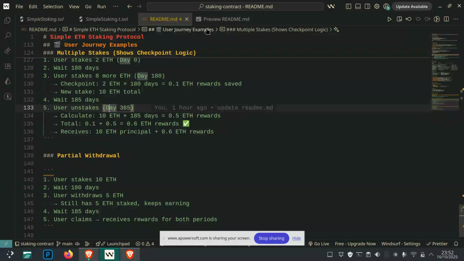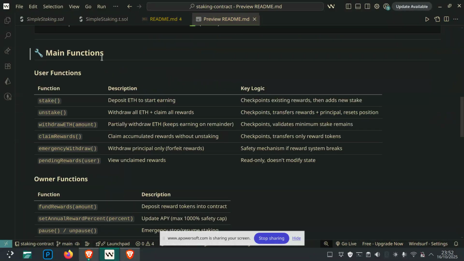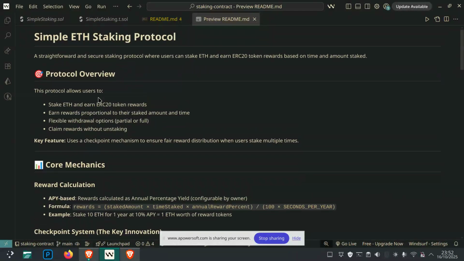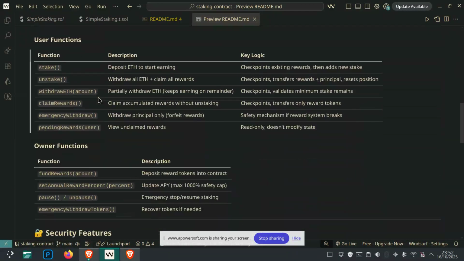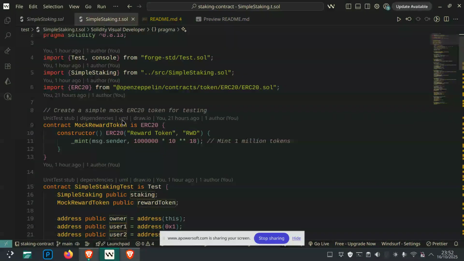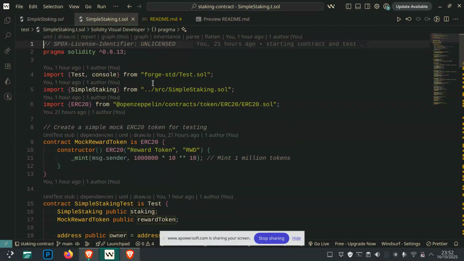What are we going to build? Well, what is staking? Basically, the users will put money into the system, and depending on the time and the amount of money they put in, they will claim rewards. They will get some return for their stakes. There is a good readme that I made AI write. It's so good. Let's directly start.